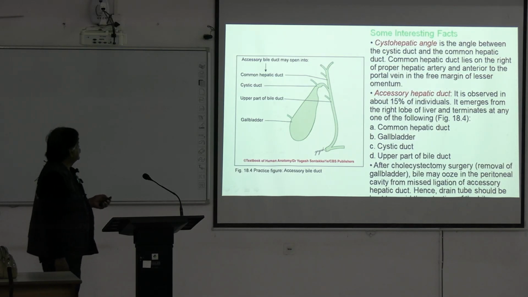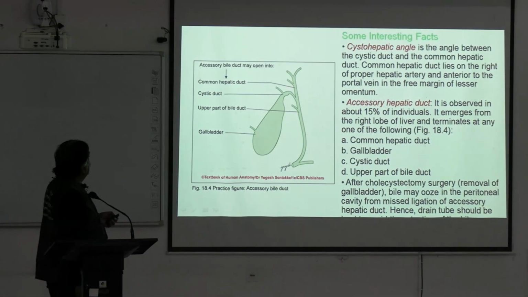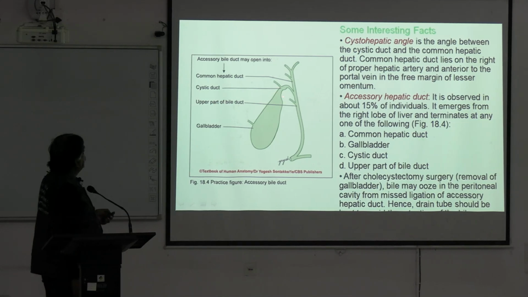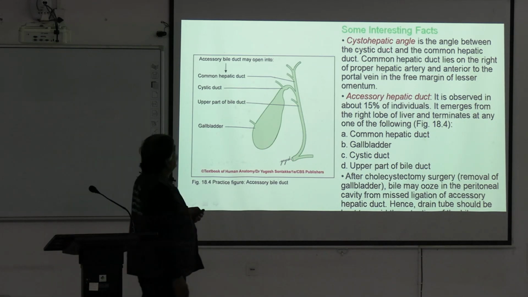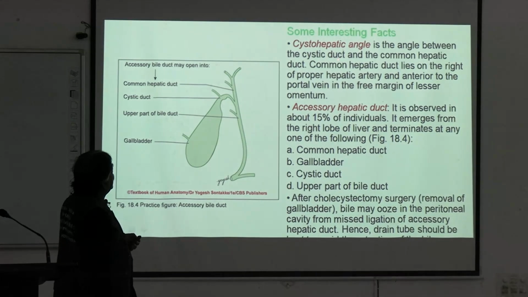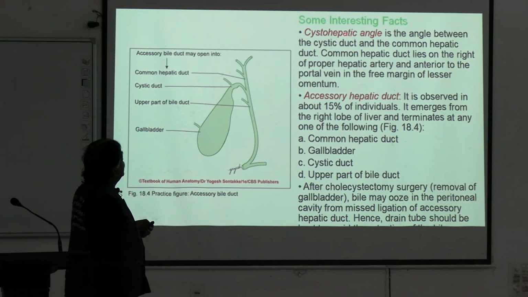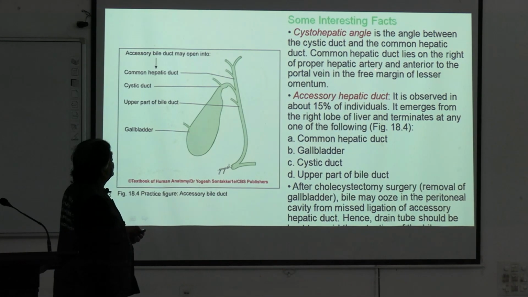Now, this is the same picture. Accessory bile duct may open into the common hepatic duct. This is the common cystic duct, upper part of the bile duct, the gallbladder, and this is the ampulla of Vater. Now, an interesting fact: the cystohepatic angle is the angle between the cystic duct and the common hepatic duct. This can be an MCQ question. The common hepatic duct lies on the right of the proper hepatic artery and anterior to the portal vein in the free margin of the lesser omentum.